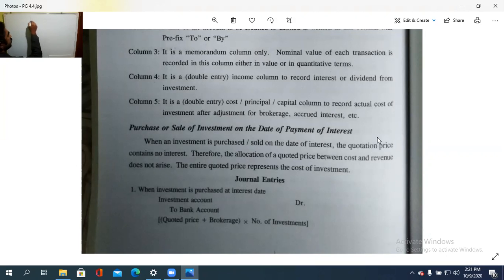That is investment account debtor. First case, investment account debtor to bank account. How the amount is to be coming? Quoted price plus brokerage. The price quoted, quoted price plus commission, brokerage, that is to be multiplied with the number of investment. എത്ര ഇൻവെസ്റ്റ്മെന്റ് നടത്തിയിട്ടുണ്ടായിരുന്നു. So the quoted price plus brokerage into number of investment. That is the first case where investment is purchased at an interest date.